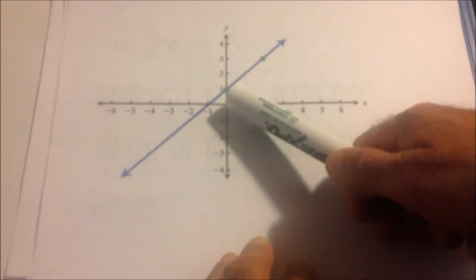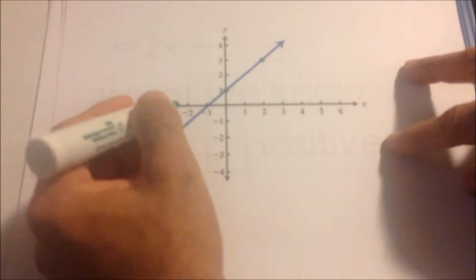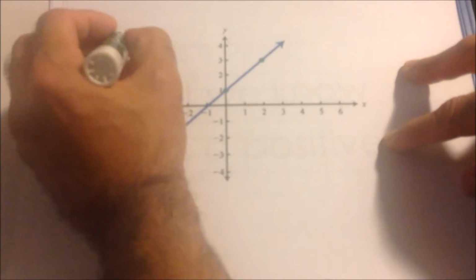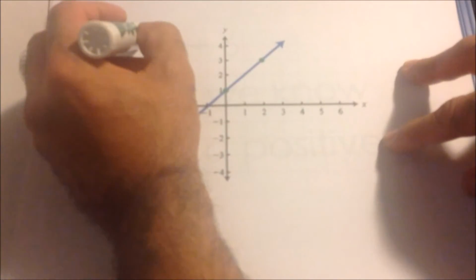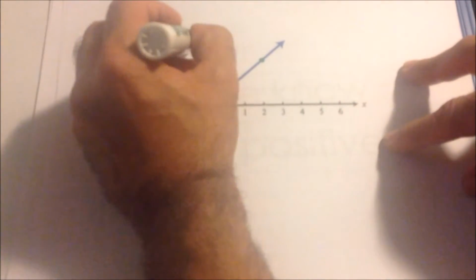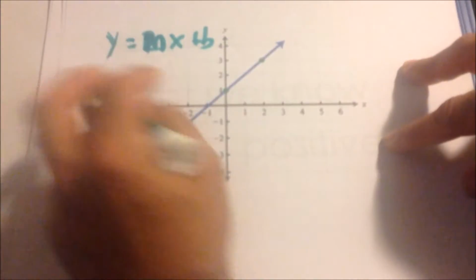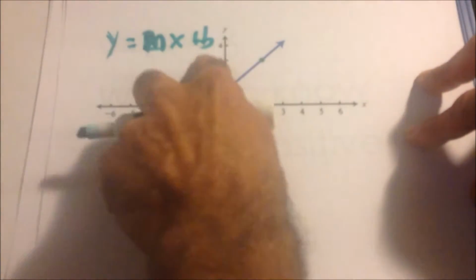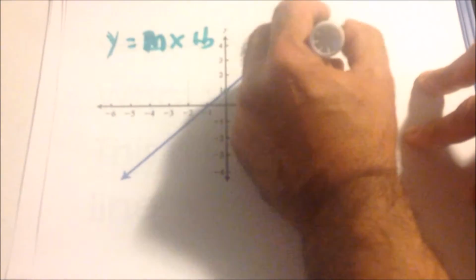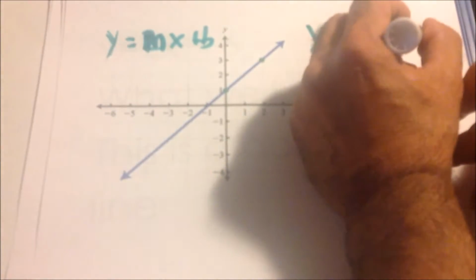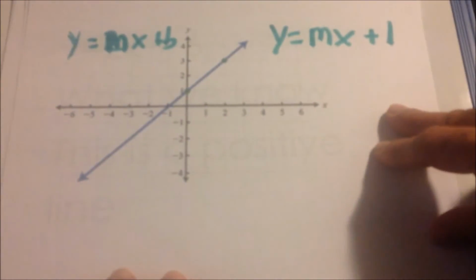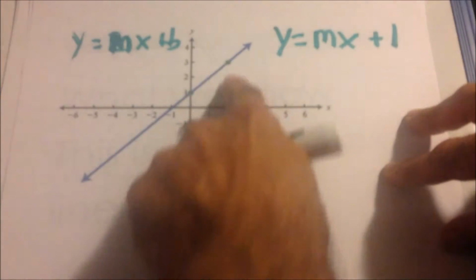Well, we can see it's going through 1. So if we did our slope-intercept form, we have y equals mx plus b. And we know b already is 1. So we have y equals mx plus 1. That's what we know already. Bring that over so we see it. Now let's look for some points.